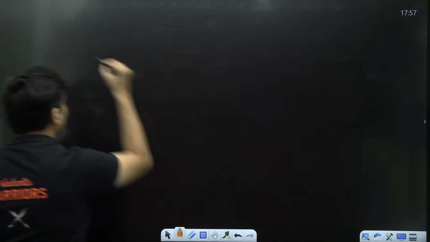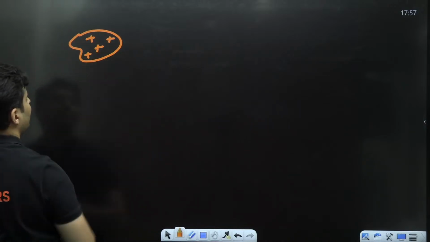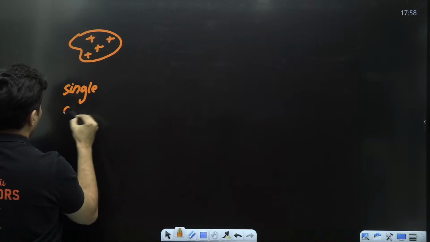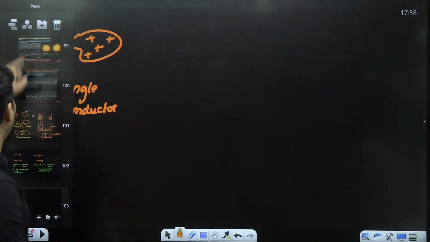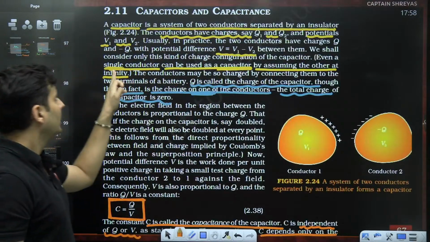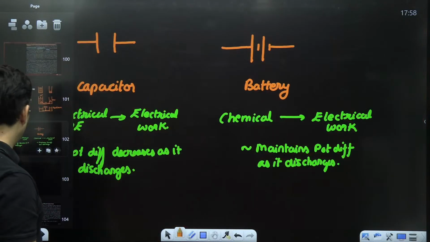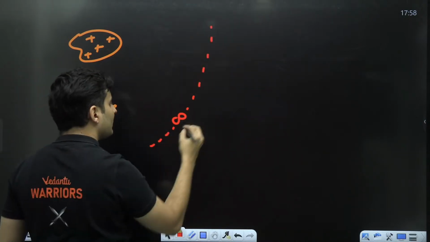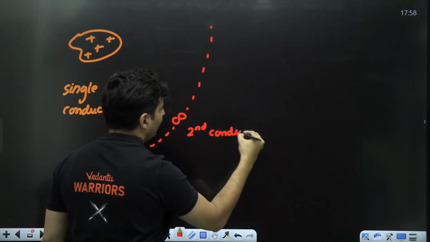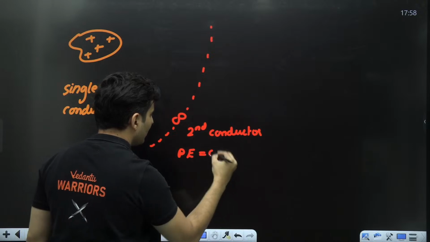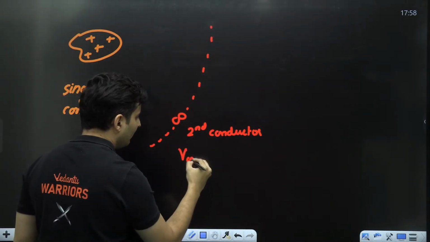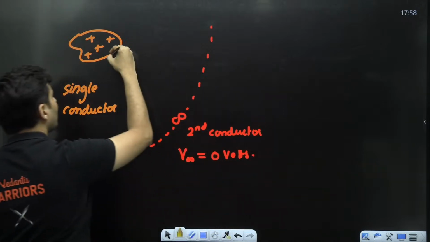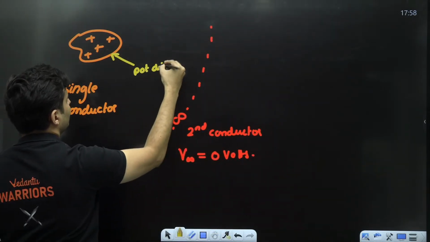Now, even a single conductor is like a capacitor. You will be like, sir, how? How is a single conductor a capacitor? That's what they have mentioned over here. Even a single conductor is like a capacitor. How is that so? It's because you can assume that infinity is the second conductor. Remember, infinity is like the second conductor, and the property of infinity, if you remember, is that the potential is basically zero. The potential of infinity is basically 0 volts. So there is clearly a potential difference between the two.